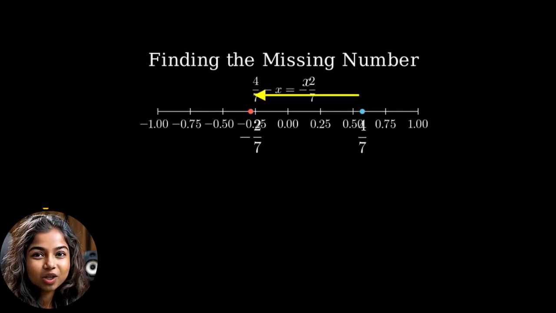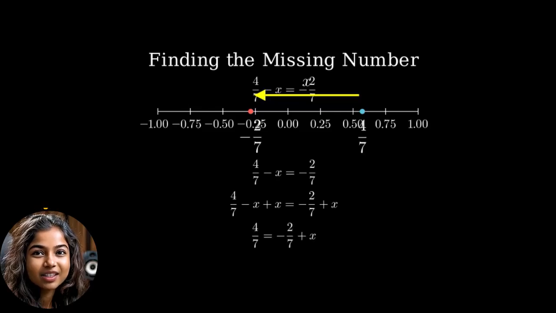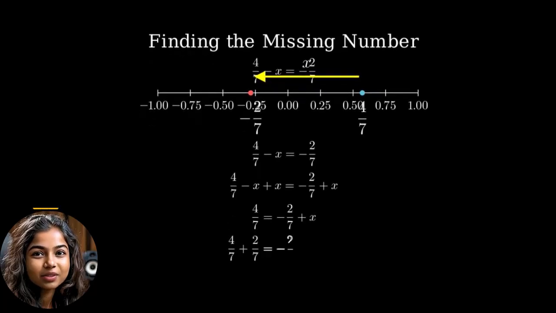To solve this algebraically, let's start with our equation. 4/7 minus x equals -2/7. To isolate x, we'll add x to both sides of the equation. The x's cancel out on the left side, leaving us with 4/7 equals -2/7 plus x. Now, let's add 2/7 to both sides to isolate x. On the left side, we can combine 4/7 and 2/7 to get 6/7. On the right side, -2/7 plus 2/7 equals 0, leaving us with just x.